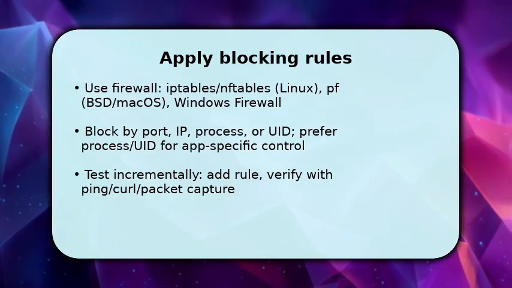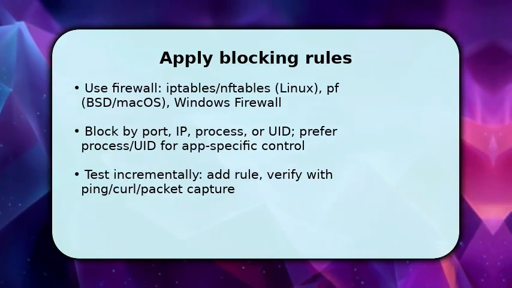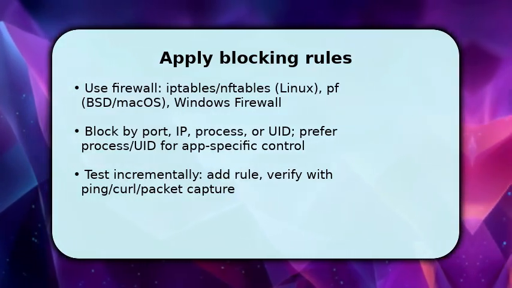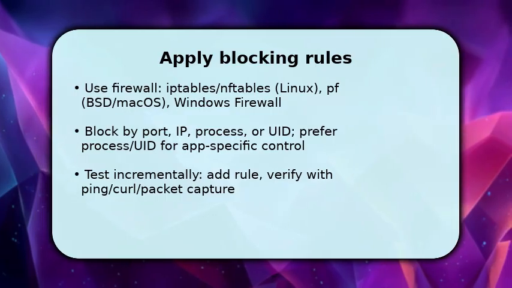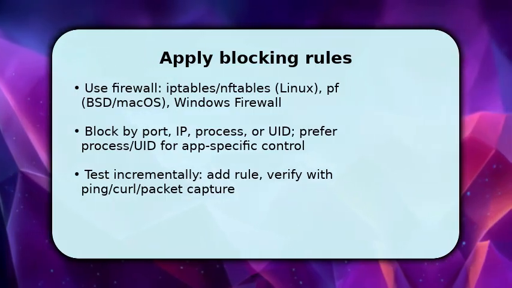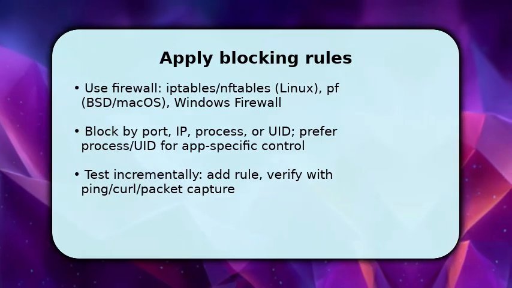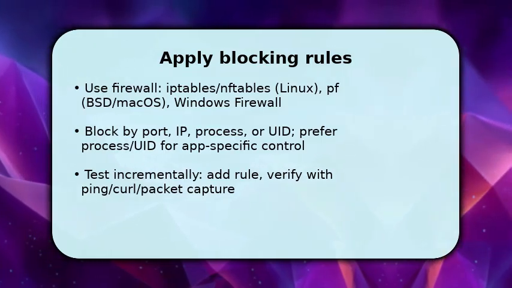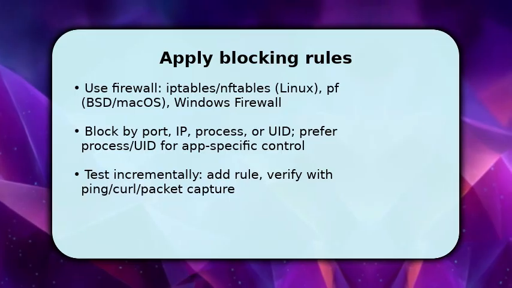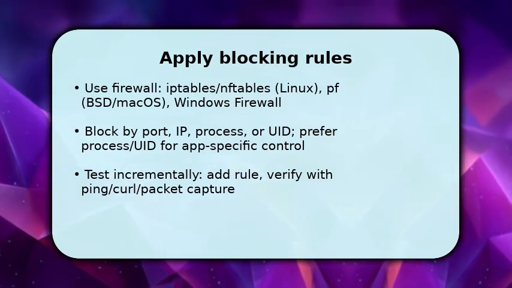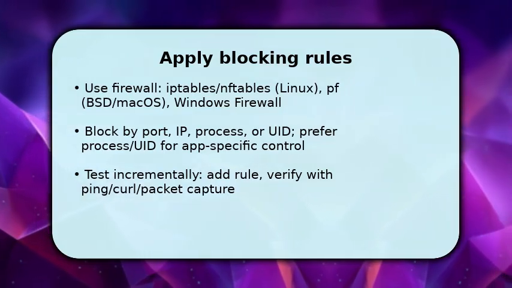Block by process ID or UID when possible to avoid collateral damage, otherwise target the app's ports or destination IPs. Apply one rule at a time and test immediately with curl or packet capture so you know which rule produced the effect. If the app spawns child processes, make sure your rule set covers those UIDs.